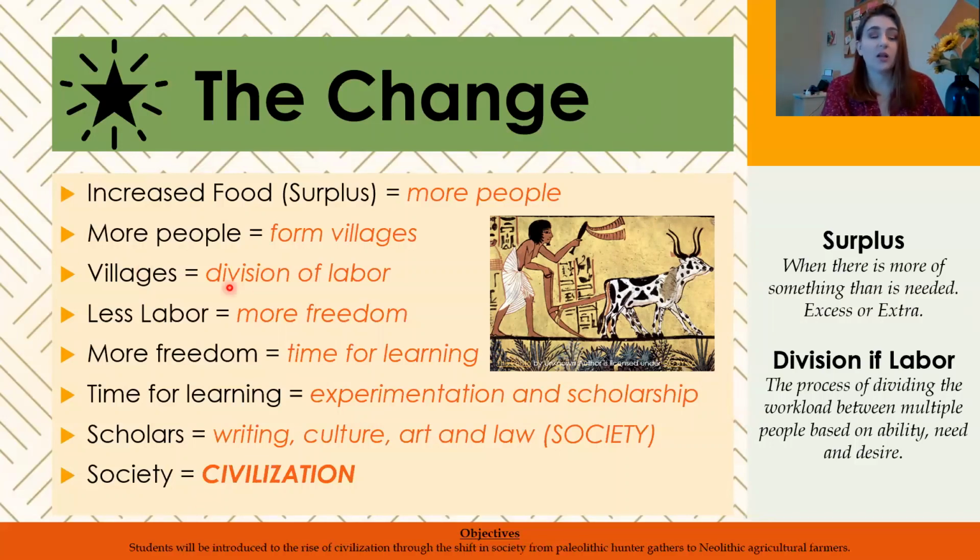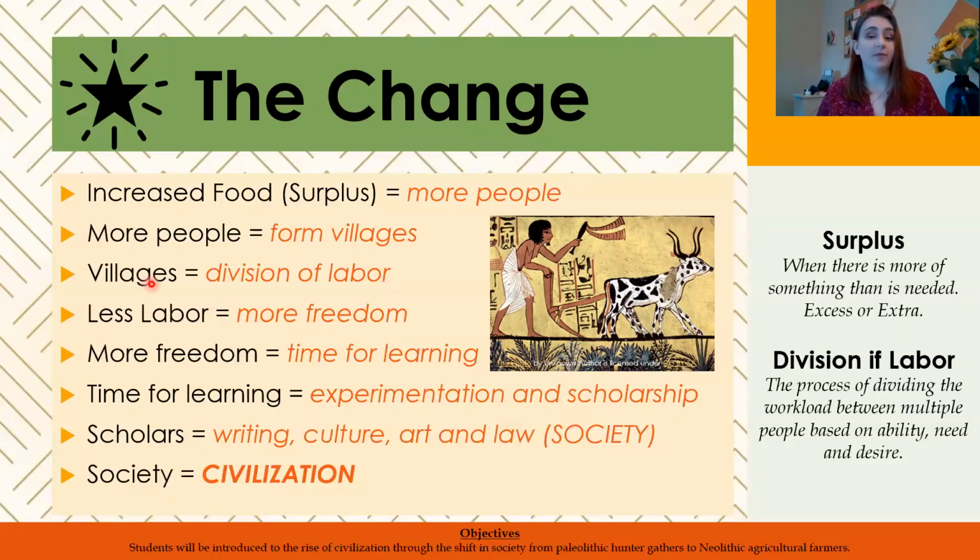These villages would allow for what is called the division of labor. The division of labor is that instead of everyone going out to hunt or gather, some people would go farm, some people would work in the pastures. Some people would then do other things like write or learn how to, or do art, or create items like tools. And this would allow for less labor for individual people.